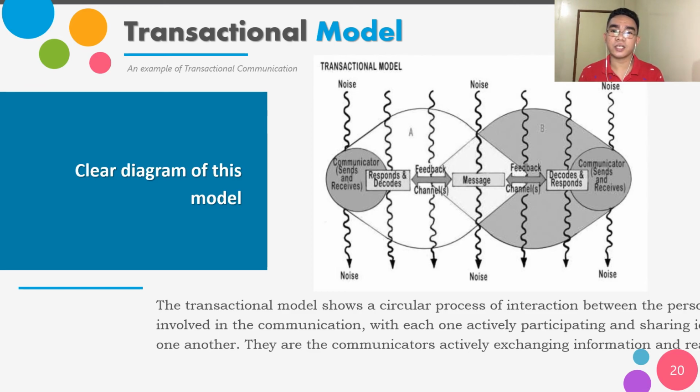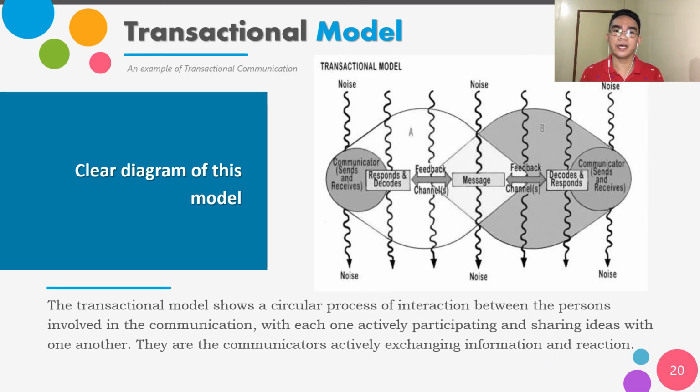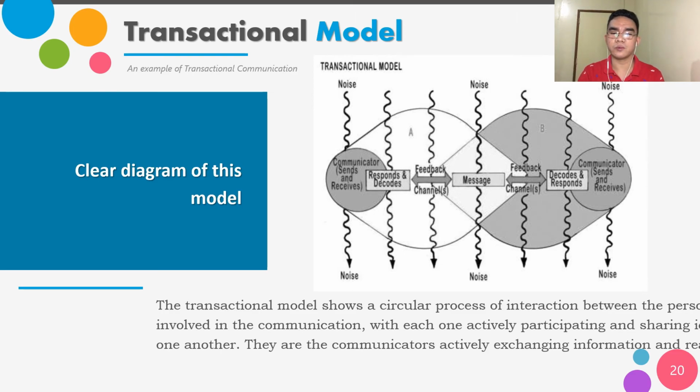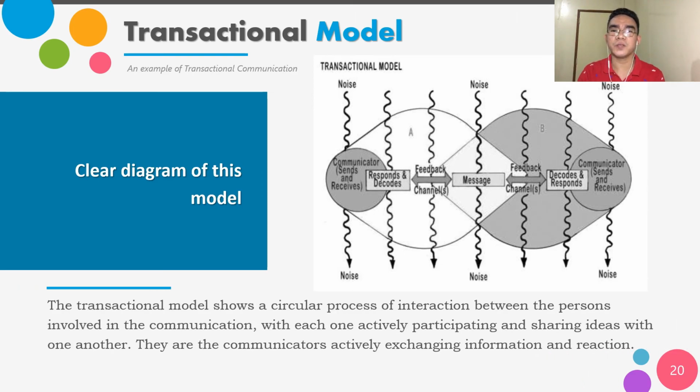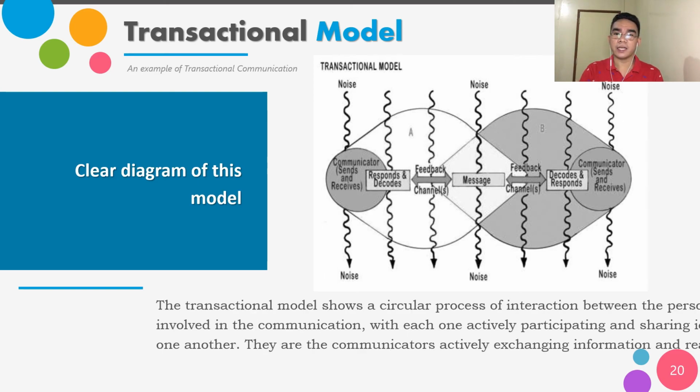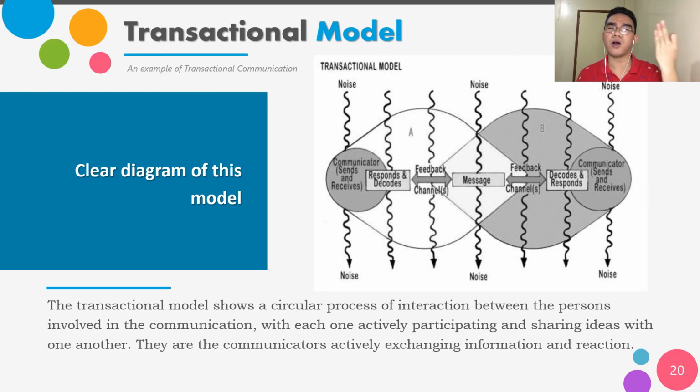So that is a transactional model, consisting of too much noise depending on the context, depending on the setting wherein the communication takes place. Okay, so I hope you understand our topic this week, and that is the last communication model for lesson 2. So as a recap, we have 3 major communication models, and that is the linear communication model, next is the interactive model, and the last one is the transactional model.